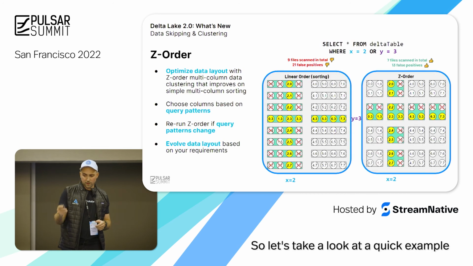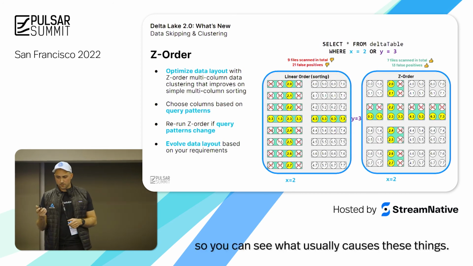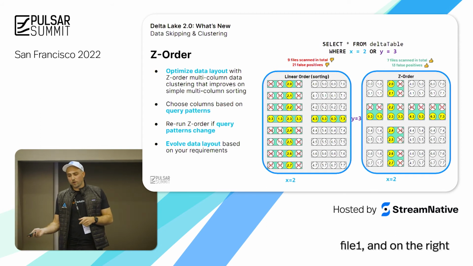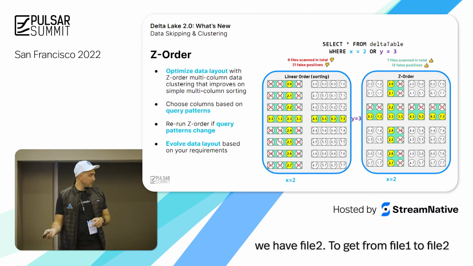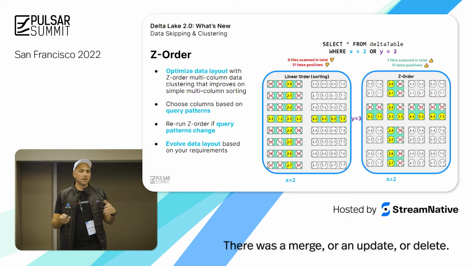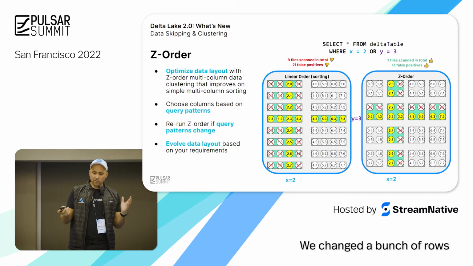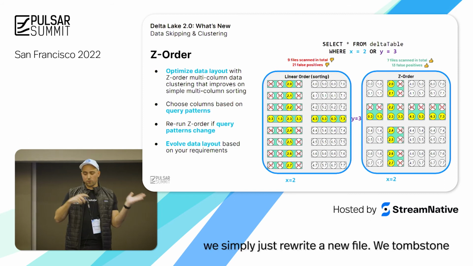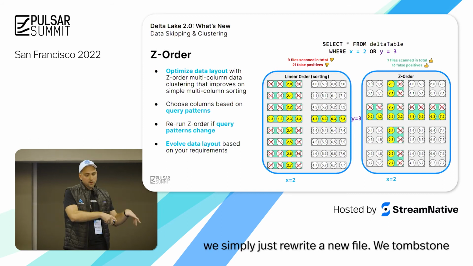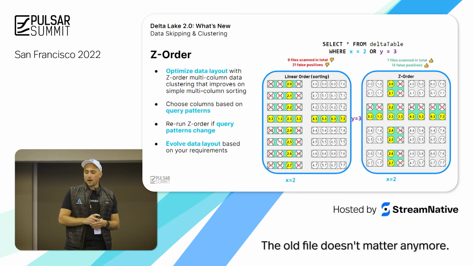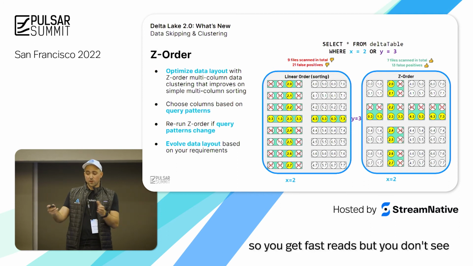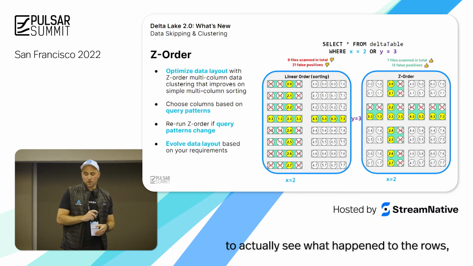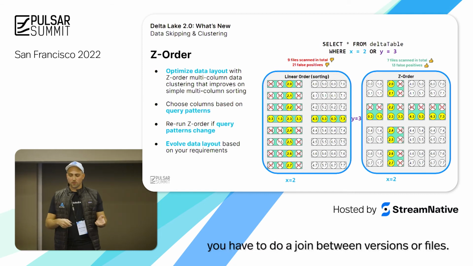So let's take a look at a quick example so you can see what usually causes these things. On the left we have file 1, and on the right we have file 2. To get from file 1 to file 2, there was a merge or an update or a delete. Something happened, right? We changed a bunch of rows. And like I said, because merge is copy on write, we simply write a new file and tombstone the old file, it doesn't matter anymore. So you get fast reads, but you don't see what happened to the rows, right? To actually see what happened to the rows, you have to do a join between versions or files.